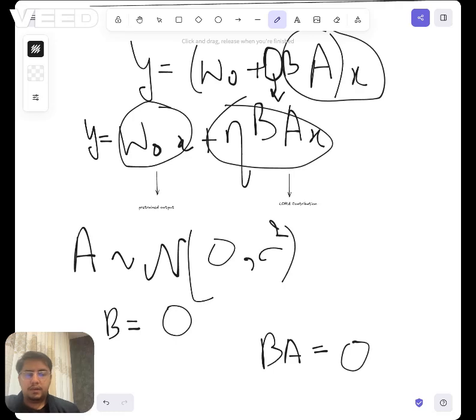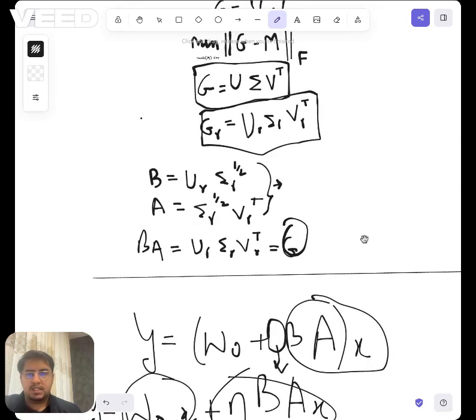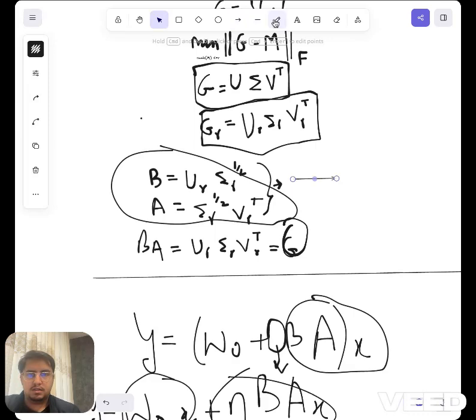But on the flip side, as we've seen through our SVD initialization here for LoRA-GA, shame that we didn't write this is LoRA-GA. This is LoRA-GA.